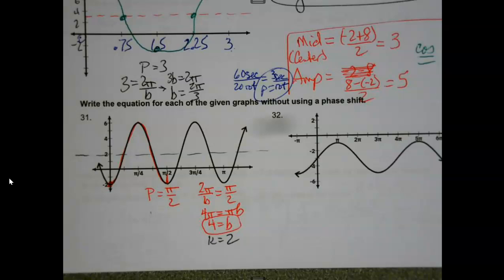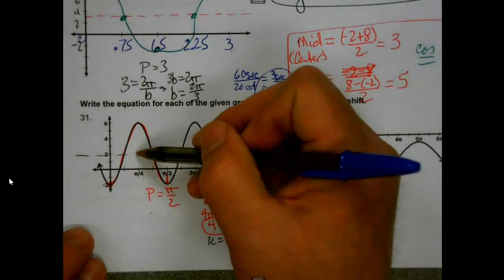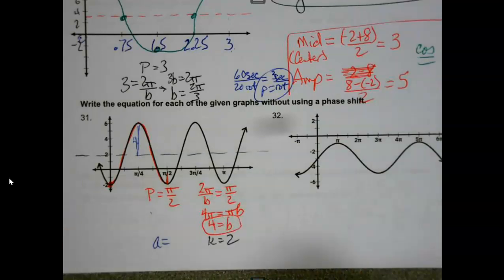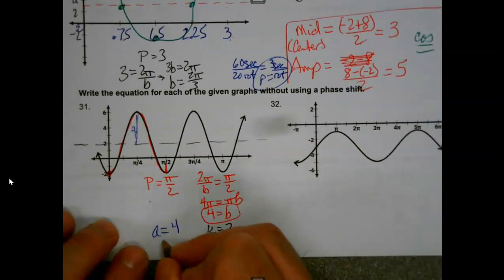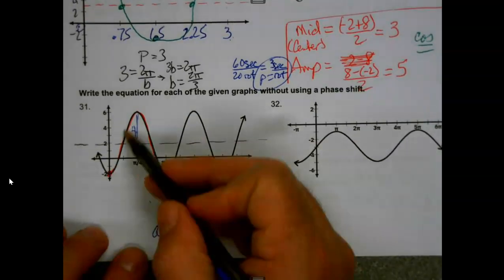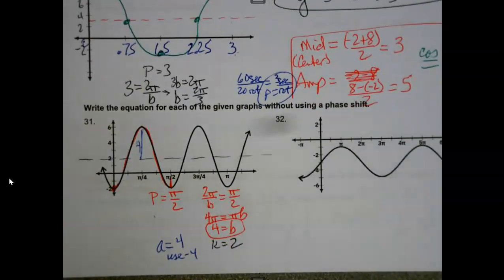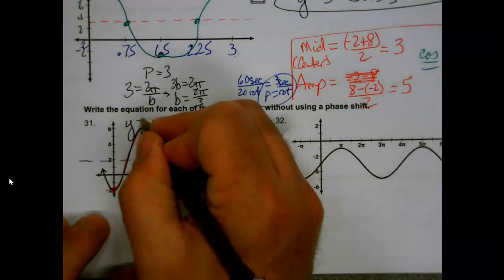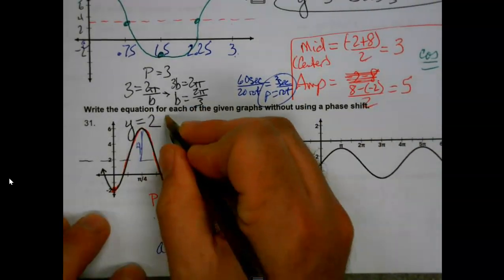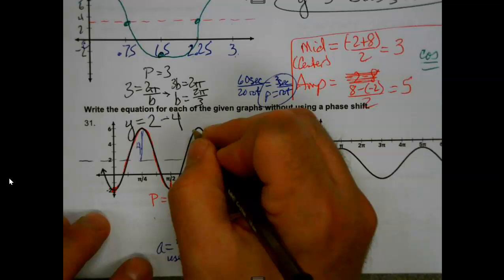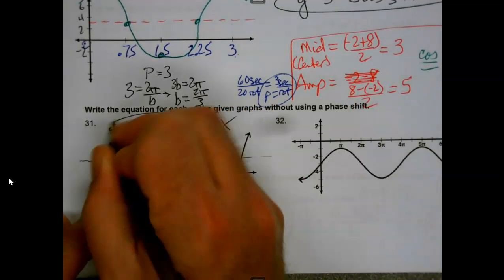And the last thing I need is my a value, my amplitude. Now be careful here. Yes, from here to here is 4. If I was asking you for the amplitude, you would put 4. But we're going to use negative 4 because that's the inverse of a regular cosine graph, which also is a cosine graph. So, center line, in this case, we'll do minus 4 because, again, that's letting them know this has got to be the inverse of the flip. Cosine of 4x.